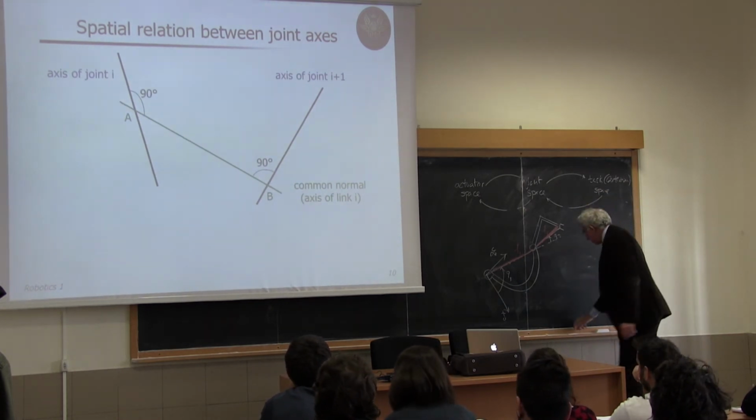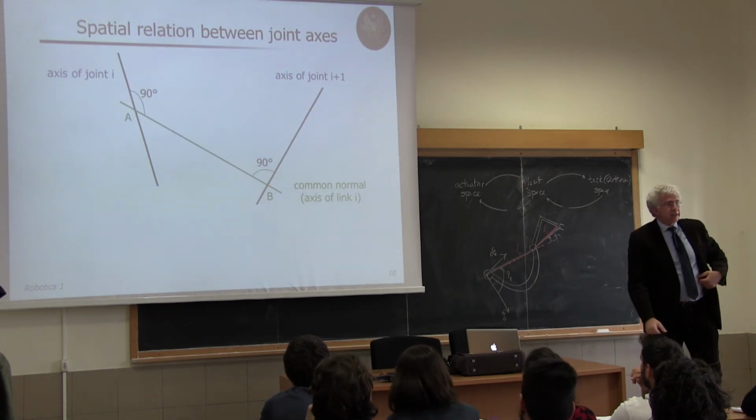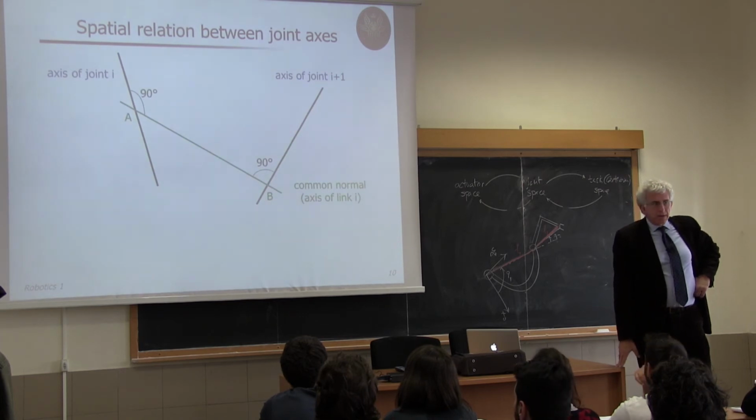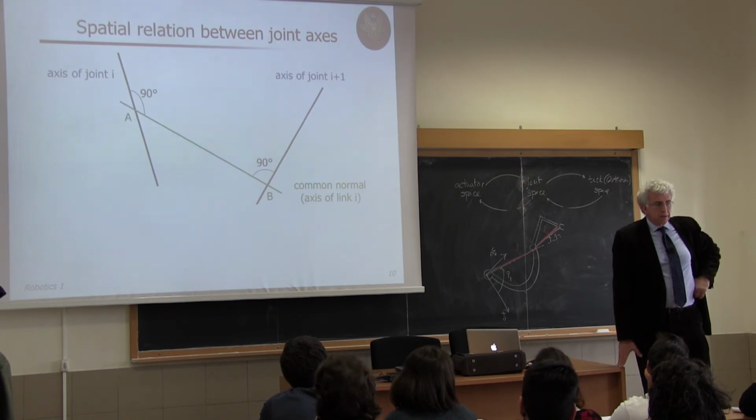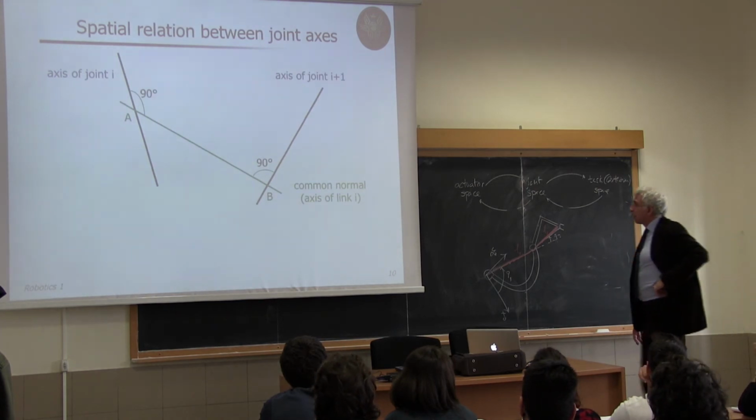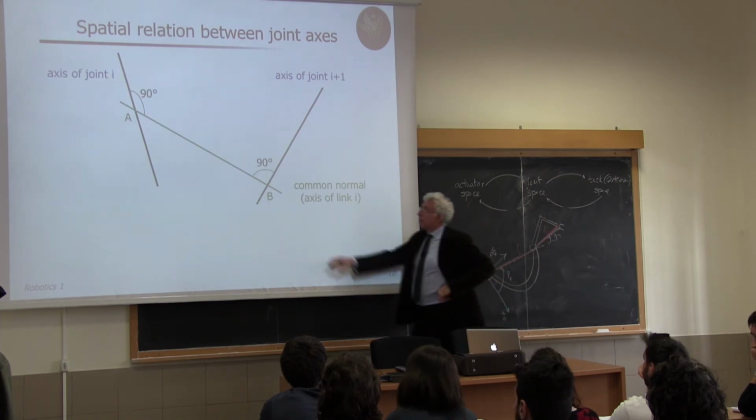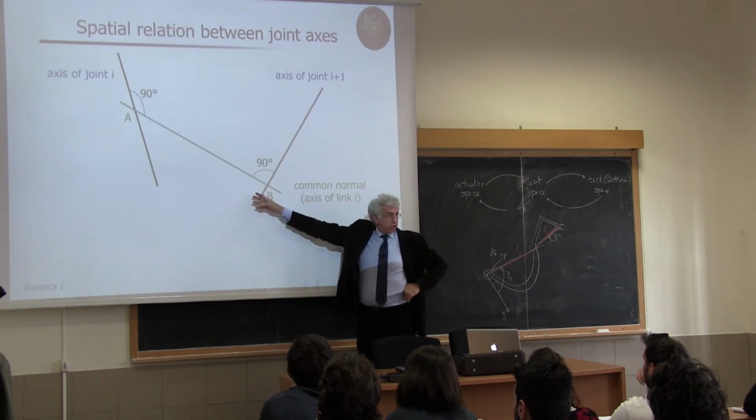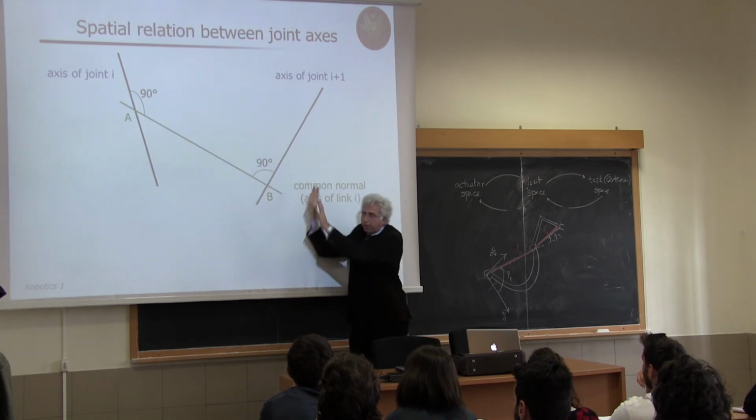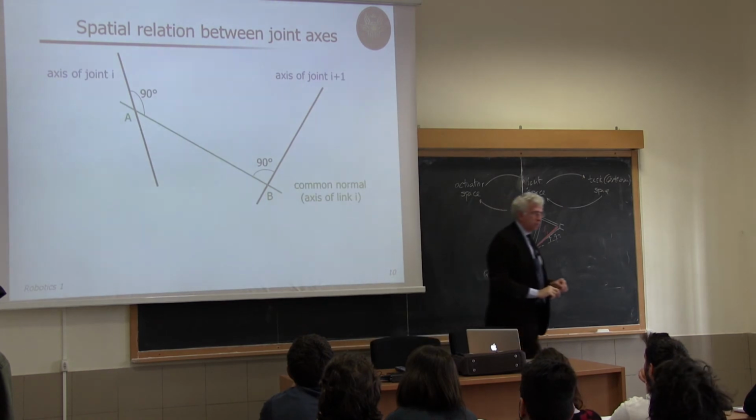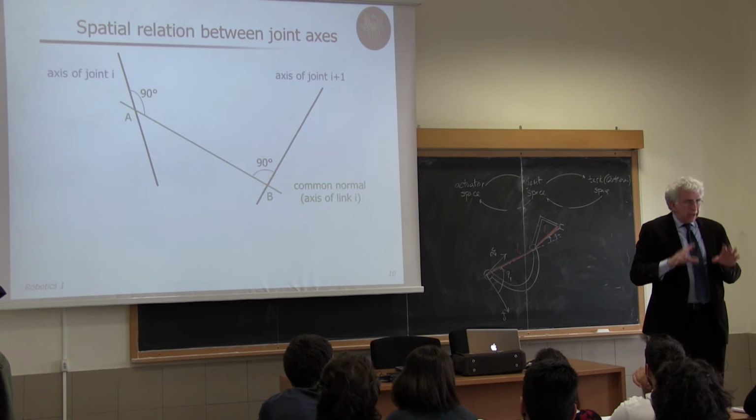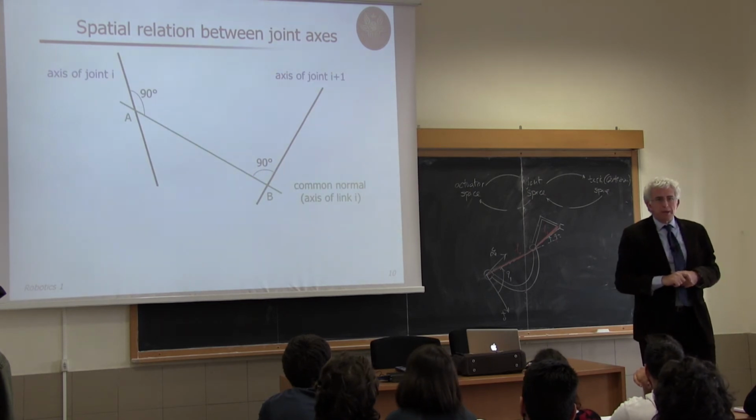Now, is this common normal always defined? Because if I move the segment between A and B, I change the angle and I can get a different situation. If I change this axis, this will change. Yes, sure. But now, freeze the axes like this. Can I always define in a unique way a common normal?